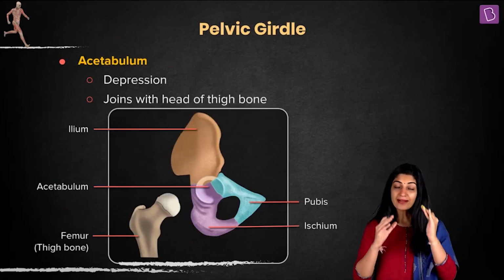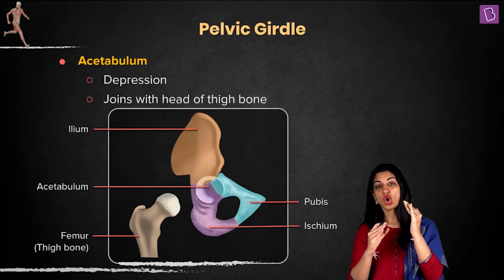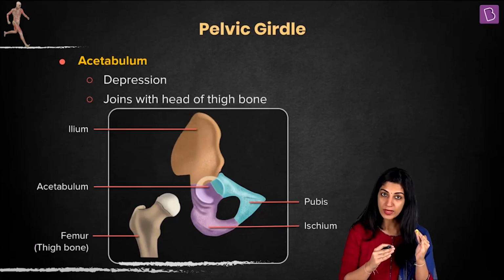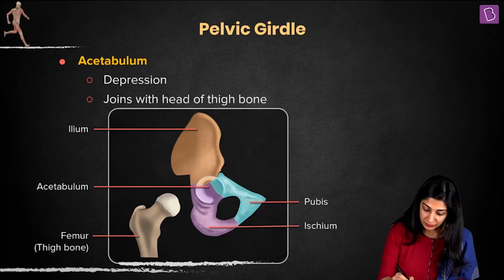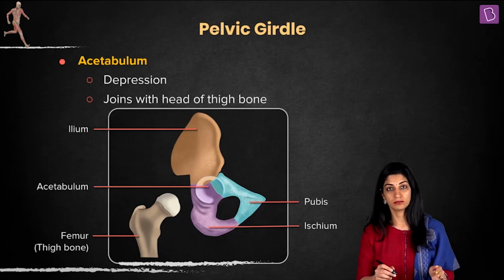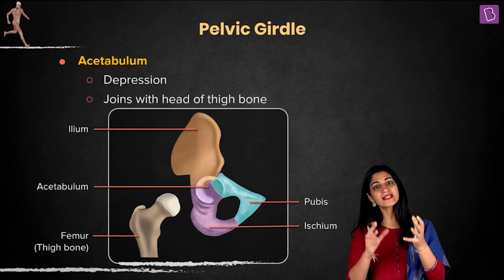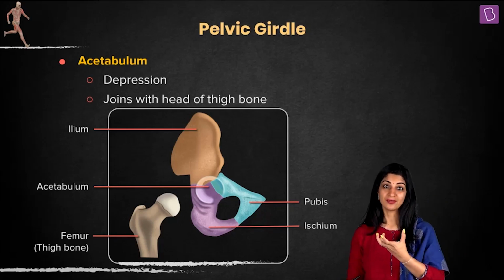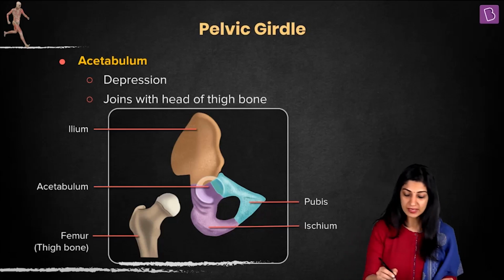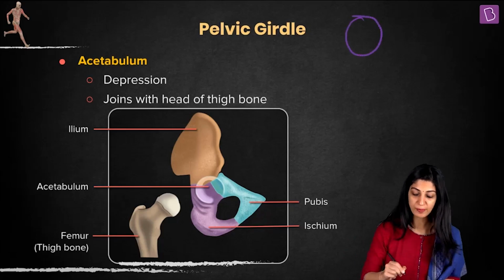Now, at the junction of these bones, look at the screen, please. Okay. So now, at the junction of these three bones, there's a depression. You understand what is a depression? Let's first understand what is a cavity, what is a depression. Okay? So children, cavity is a short bounded space.